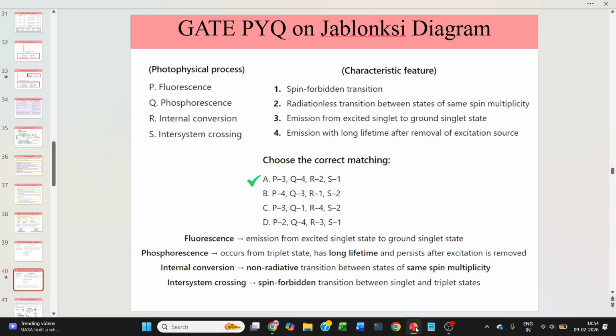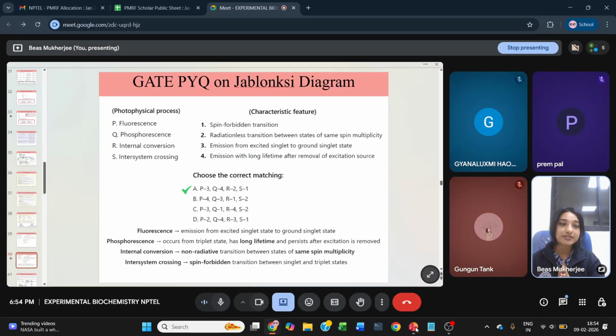Right answer is A. Now, why is that so? Because fluorescence means emission from excited singlet. Fluorescence we know is emission from excited singlet state to ground singlet state. Correct. Now, phosphorescence occurs from triplet state, has a longer lifetime and persists after radiative excitation is removed, and that is why Q would be 4 because of that.